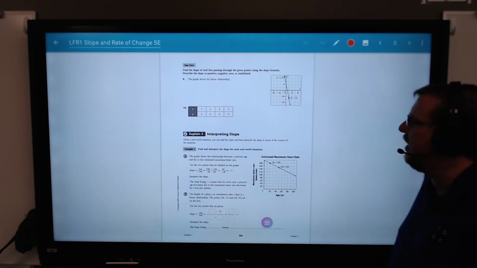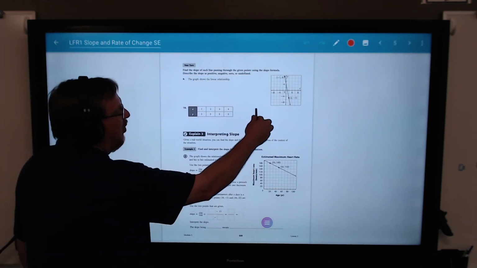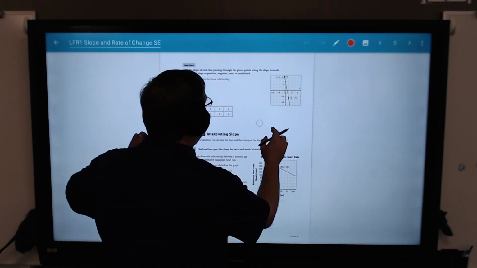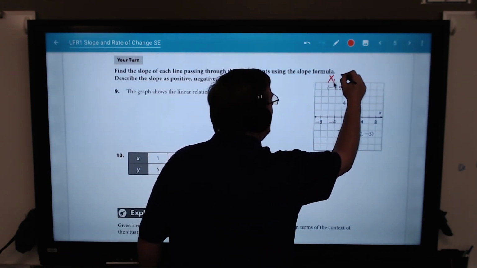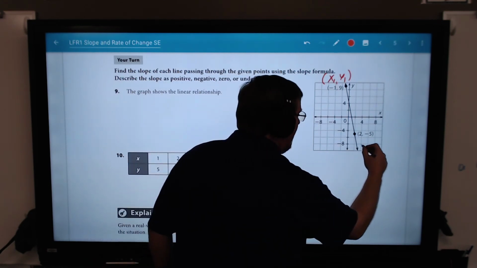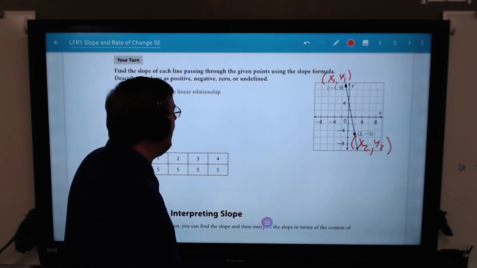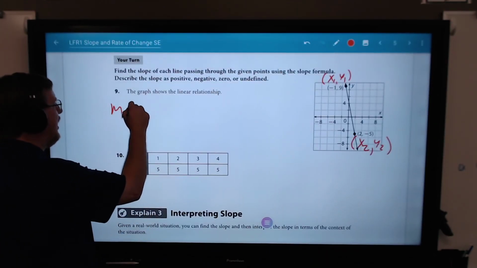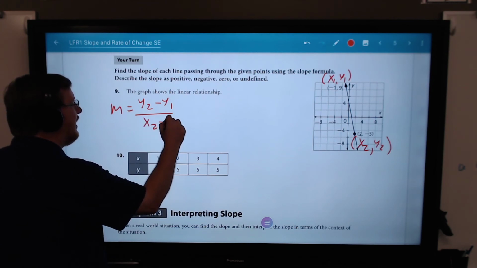And I'm back. So graph shows a linear relationship. I'm going to use these 2 points here. I'm going to treat, make that a little bigger so we can all see it, -1, 9 as x1, y1. I'm going to treat this one, 2, -5, as x2, y2. And I'm going to use my slope. I'm going to say m equals y2 minus y1 over x2 minus x1.